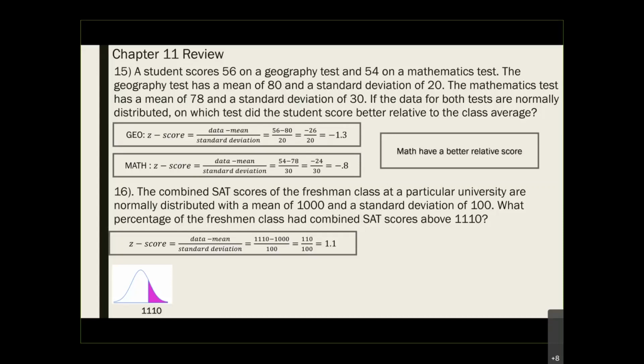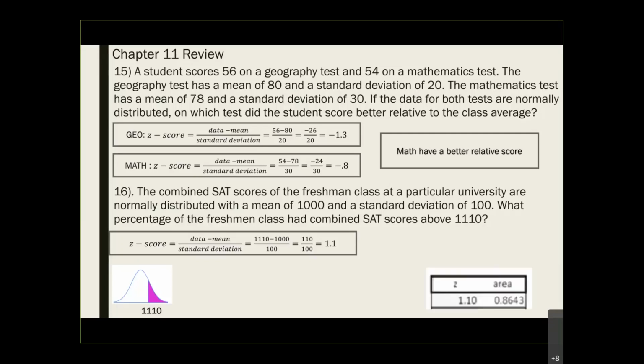Just like before, the data minus the mean divided by the standard deviation. Here the data is 1,110 minus the mean, which is 1,000, divided by the standard deviation, which is 100. If you do this, you have 1.1. And as you can see, 1.1, you cannot use the empirical rule. The empirical rule is 1, 2, and 3, right? So we know that we're looking for the area to the right, or above.